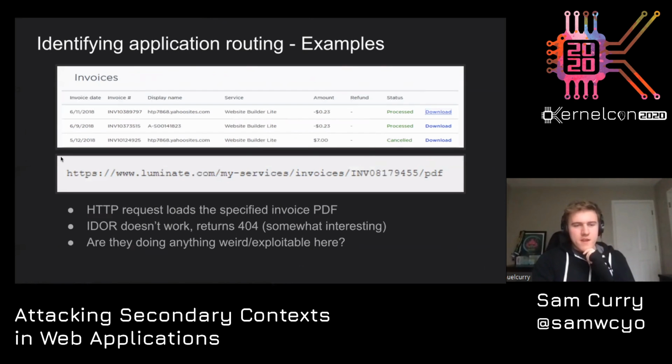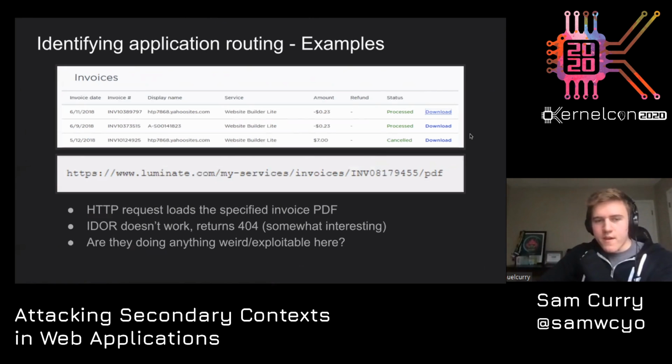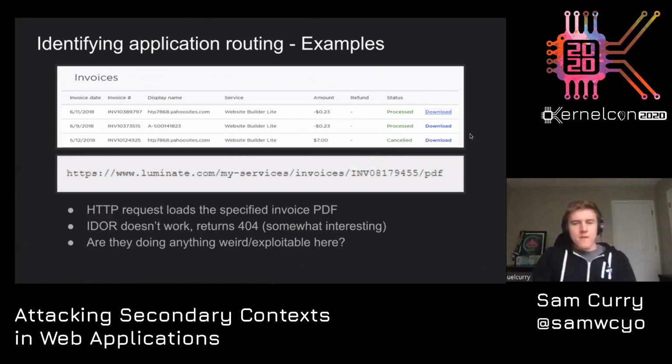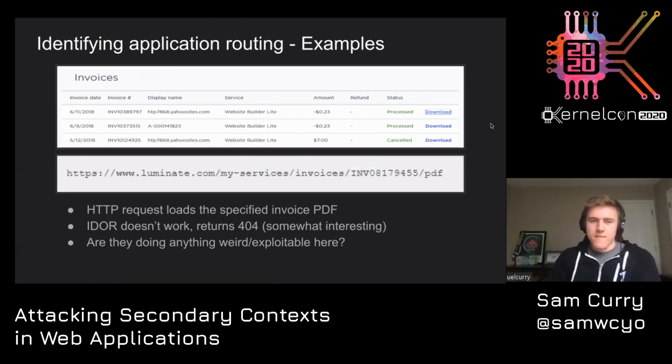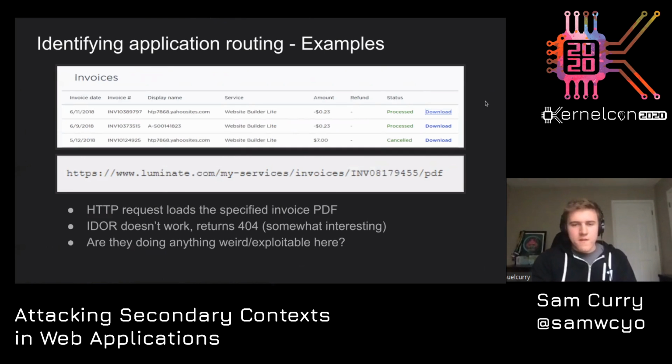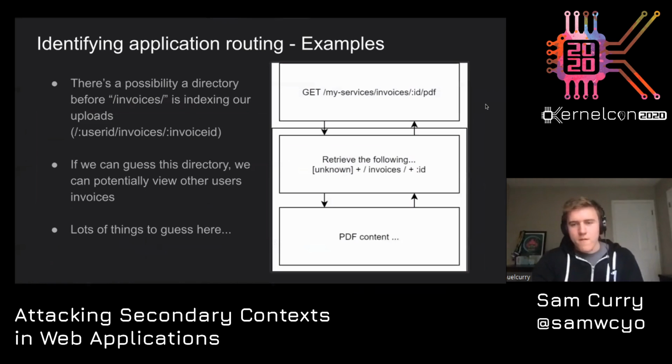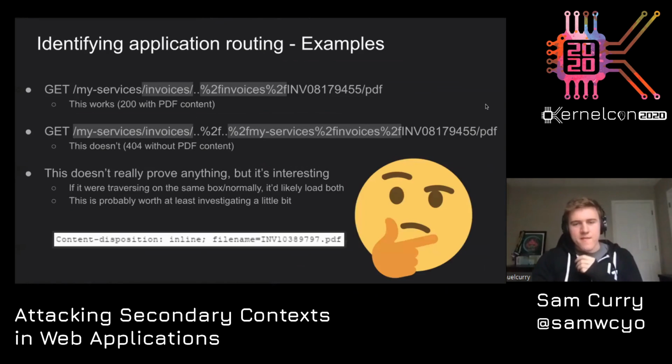And here's another example. About a couple years ago, I think, on Luminate, which is like a file hosting or web hosting service that Yahoo has. One of the really interesting things is you've got this endpoint where you can load your invoice, and when you click the URL, it's going to load a PDF of your invoice. One of the first things I tried was to just change the ID and see if we can pull other users. But interestingly enough, it would respond with 404, which can sometimes make sense, but in this context, it didn't quite make sense.